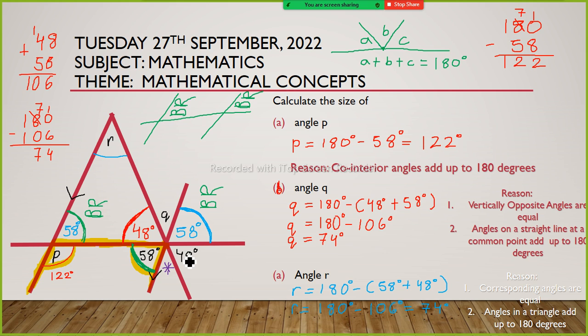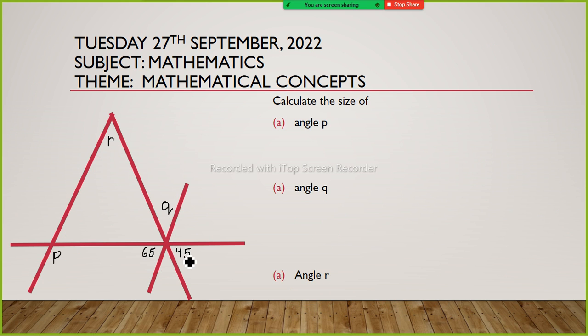All right, so let's try it on our own. Let's say that this one is 65 degrees, 45 degrees, and we have Q and we have P. So let's do it again. You want to calculate the size of angle P. Okay, so help me out. How are we going to figure out the size of angle P? What's angle P going to be equal to? Remember from last time. P is equal to what?